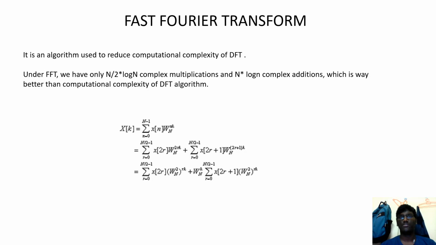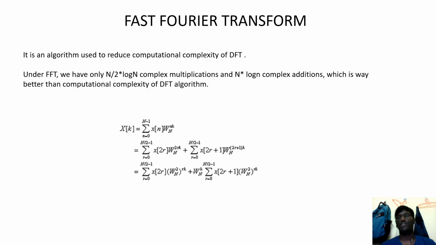Basically, FFT is not a method as such. It is an algorithm to reduce the computational complexity of the discrete Fourier transform (DFT). DFT has a high complexity of n squared complex multiplications and n into n minus 1 complex additions, whereas FFT has a computational complexity of only n by 2 log n complex multiplications and n log n complex additions, which is way better in any way imaginable.